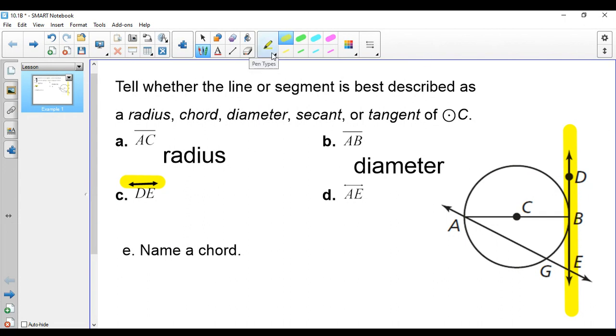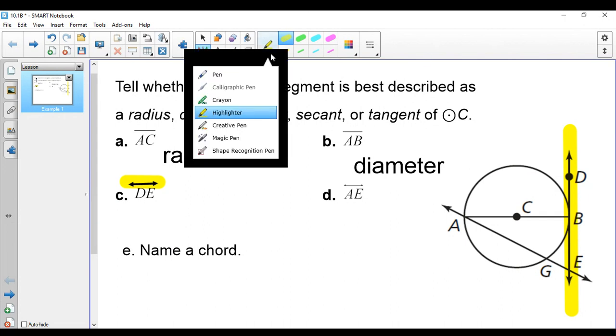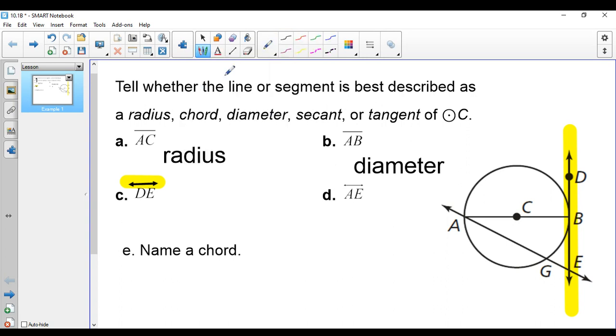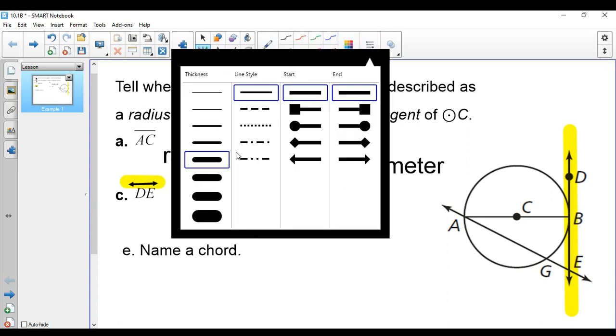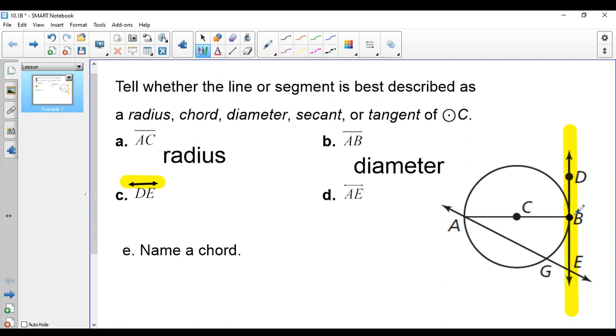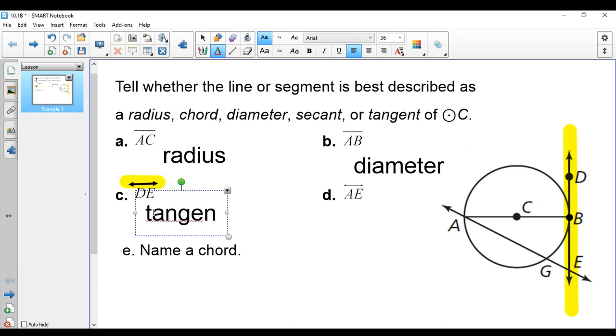So then the question is, how many points does that line hit the circle at? And so it appears as though line DE only hits the circle at point B. So point B is the only point on the circle that line DE hits. Because it only hits the circle once, that means that line DE is a tangent line.